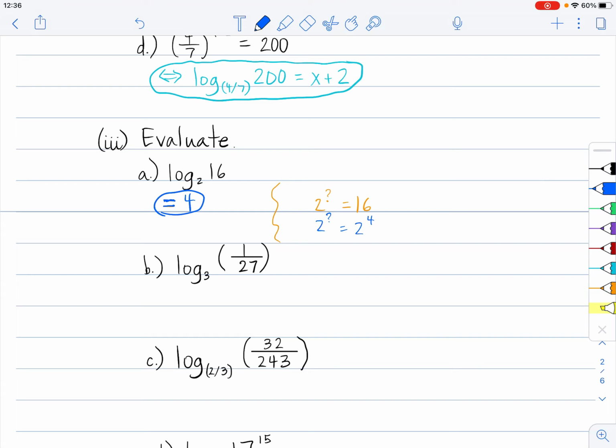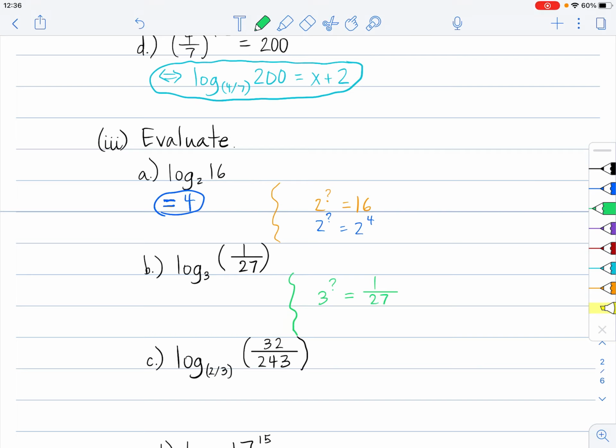Okay, example B. Log base 3 of 1 over 27. Again, if it helps you to do the side work, then please do it. If you don't need the side work, I am fine with that. You are asking yourself, 3 to what power is 1 over 27?